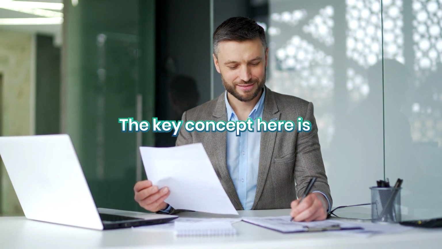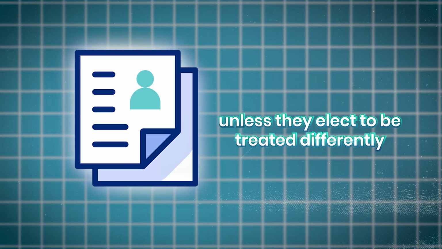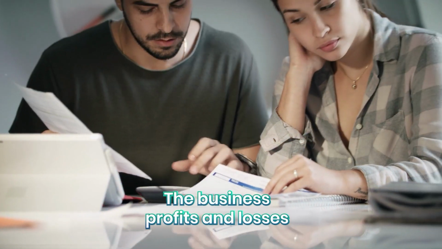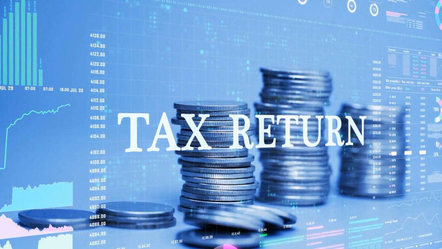The key concept here is pass-through taxation. For most LLCs, unless they elect to be treated differently, like an S Corp or C Corp, which is a separate decision, the business profits and losses pass through the business entity directly to the owner's personal tax returns.